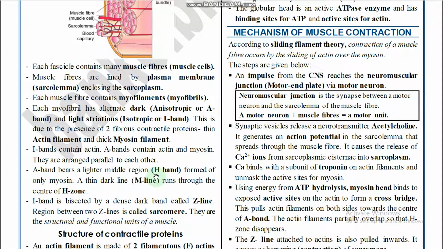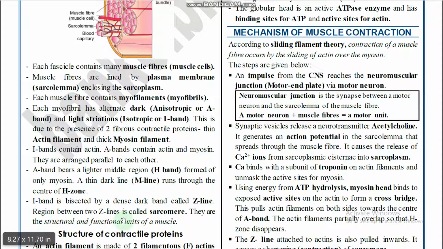And next, in the middle of the H zone, a line is present, that is called the M line. Clear? Right. And the I band is bisected by a dense dark band called the Z line. In the middle of the A band there is the M line, and in the middle of the I band there is the Z line, right?